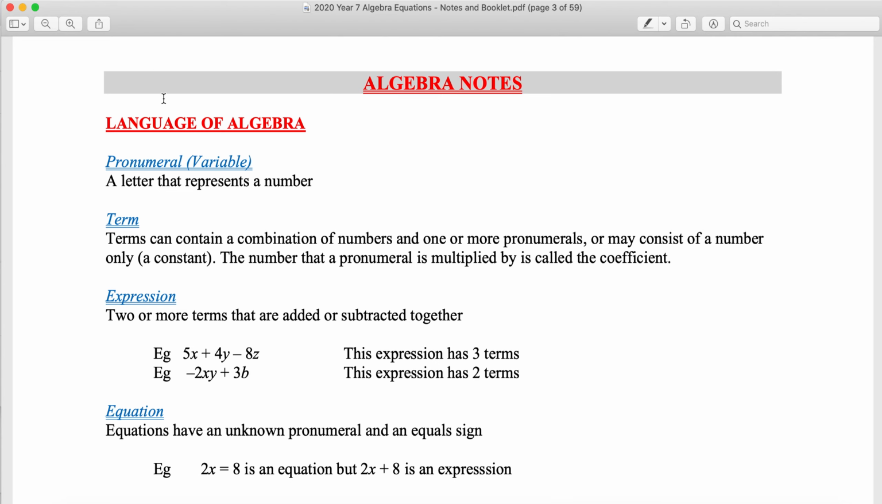Okay, girls, so we're going to start with the language of algebra, in your booklet in the notes section, page 1 of the notes section. Okay, so let's get into it. So first, we're going to define what a pronumeral is. A pronumeral is a letter that represents a number.